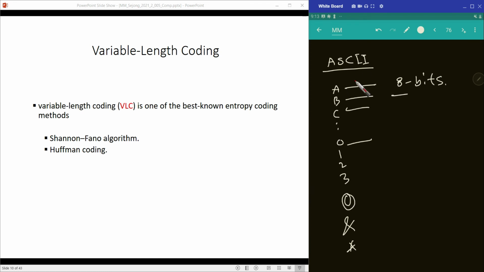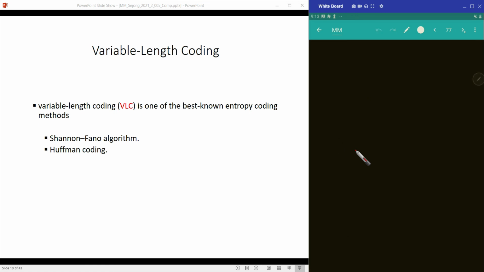So this is called fixed length encoding. That means for each character we use a fixed length, that is 8 bits. So that's the idea of fixed length coding. But it turns out that if we use the variable length concept, that means for each character, depending on the application, depending on the message or information, we assign a different number of bits, at that time we can achieve some better compression. One such variable length coding algorithm is the Shannon-Fano algorithm, and another is Huffman coding.